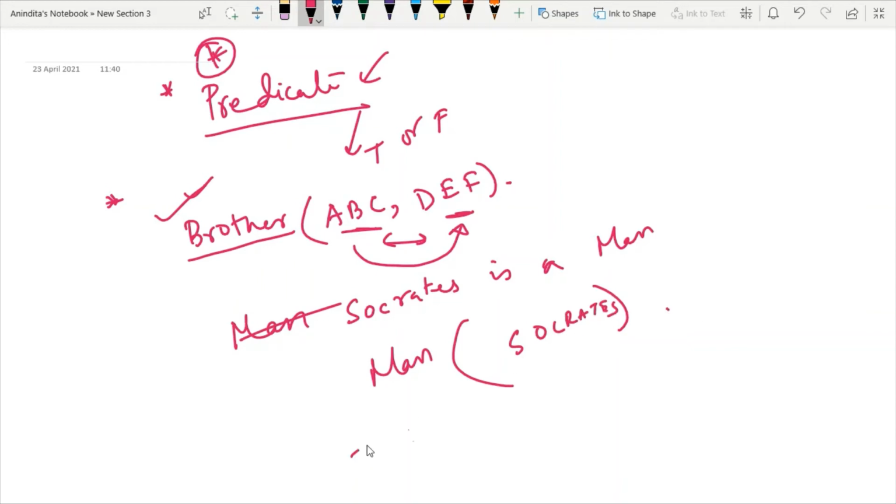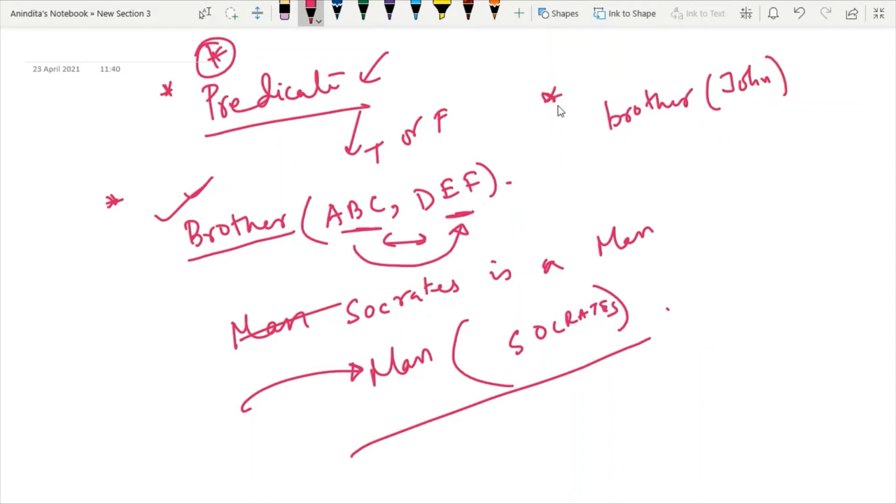So try to understand this point here. The same representation I have used for proposition also. In proposition, I have used some representation as brother John. This point you have to remember. See, for this function, it is clear that for predicate, I am representing two arguments and the relationship between two arguments. So this is definitely a predicate.